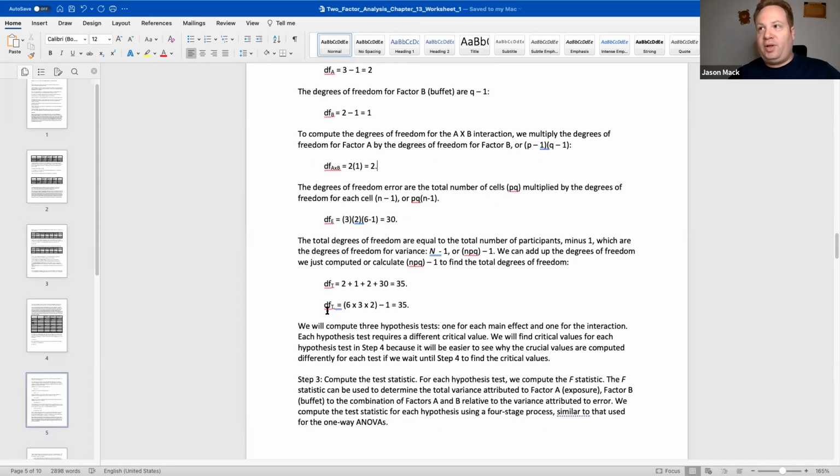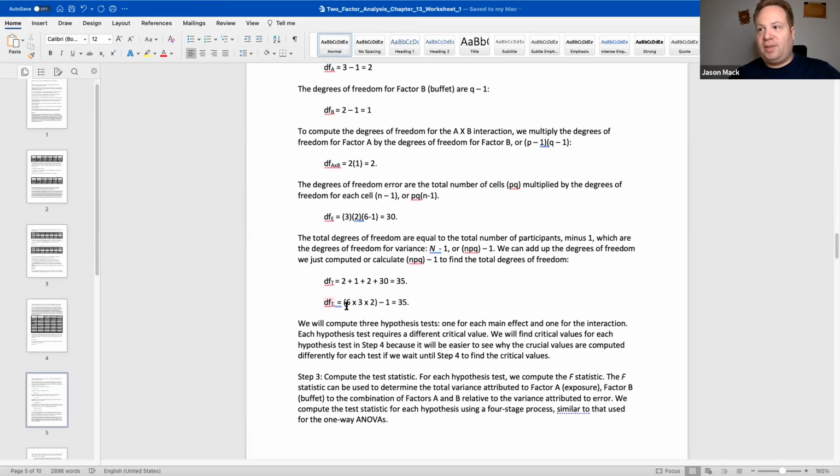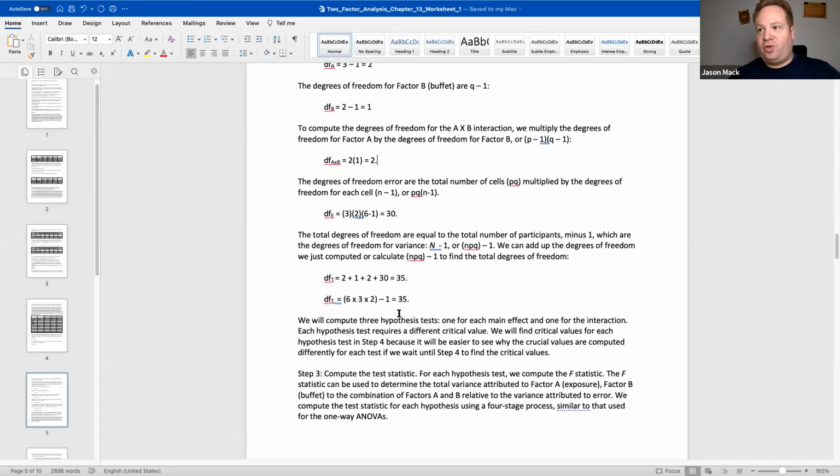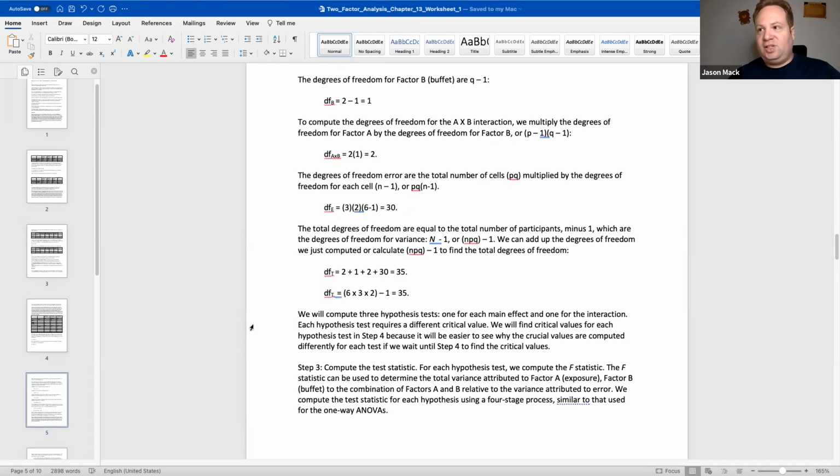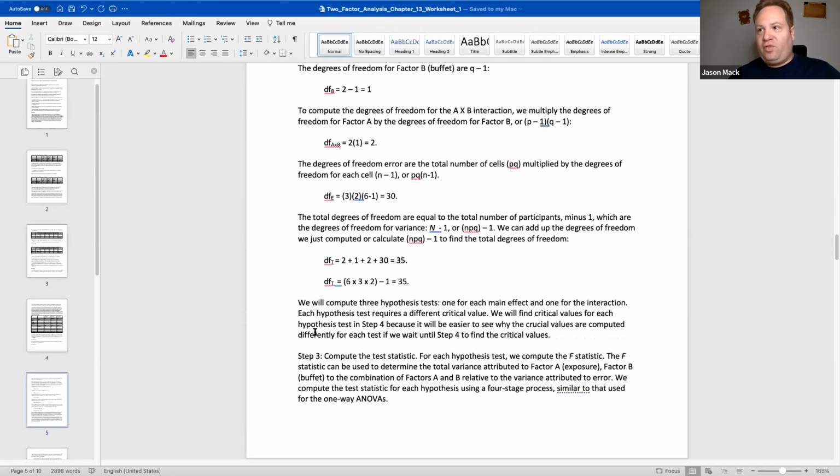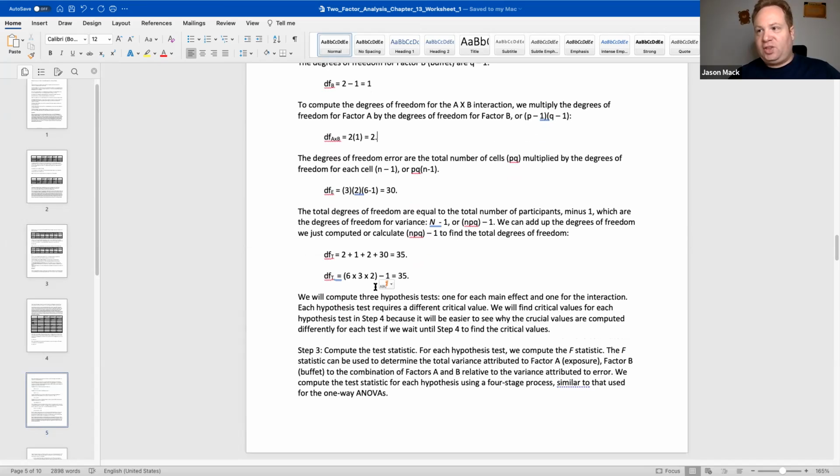or the other way we can look at it is degrees of freedom total is 6 times 3 times 2 minus 1, which is equal to 35. Remember, PEMDAS is our acronym, the order of operations. That's why you get 35.